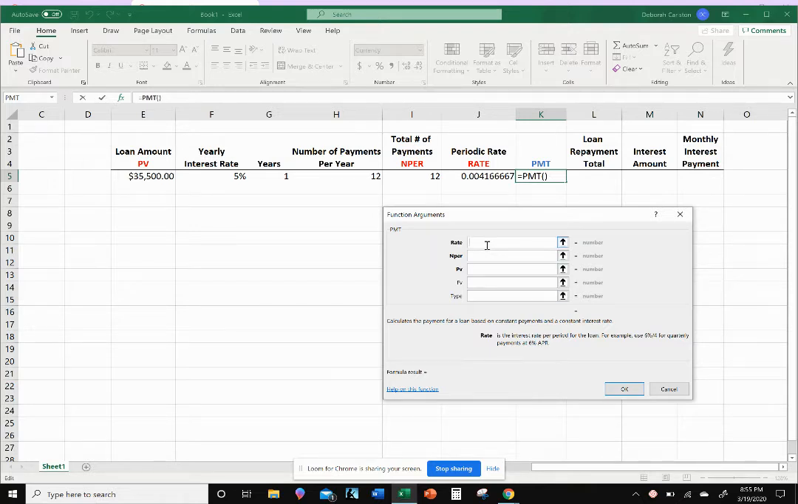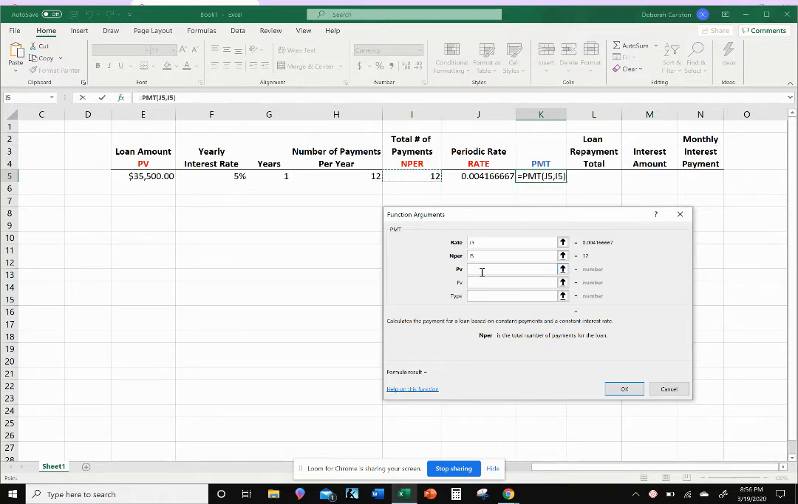So I could go right here and write 5% divided by number of payments a year, 12. And you'll notice this amount is the same as what I calculated for my rate. But I'm not going to do that because later on I'm going to add more lines and I want this to calculate immediately. So instead I'm going to use cells. So I've calculated my periodic interest rate. I'm going to click on this cell, and it filled it in for me. N per is the total number of payments for the whole loan. I've already calculated that here.